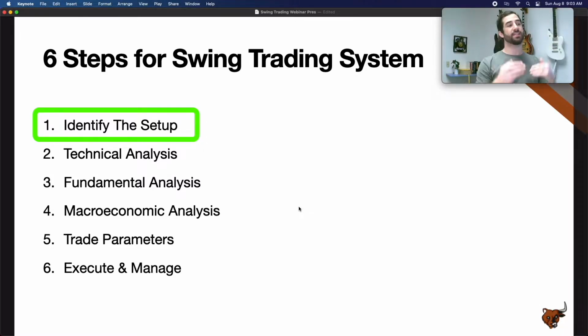The way that it's divided, all right, is that step number 1, we're identifying the setup. So this is learning how to find the trade, what we're looking for, okay? Steps number 2, 3, and 4 are more getting to know your trade. So really building that confidence in our research, in our due diligence, that is gonna allow us the confidence and the temperament that we need to execute in a manner that is in line with our strategy. Okay, those steps are to perform technical analysis, fundamental analysis, and macroeconomic analysis.